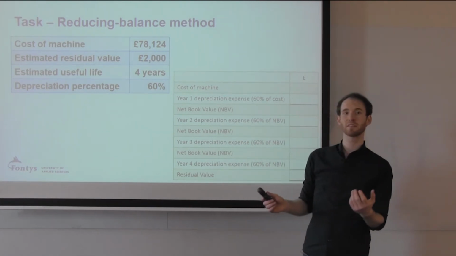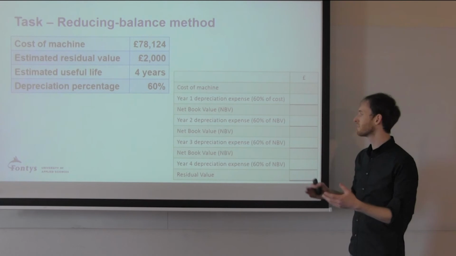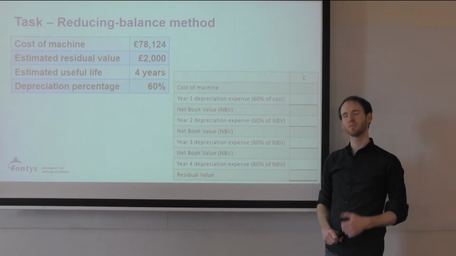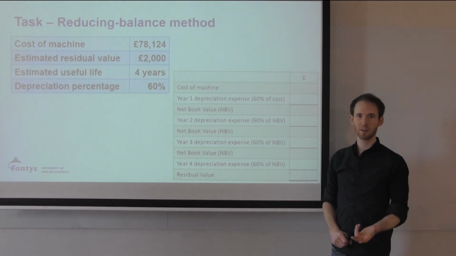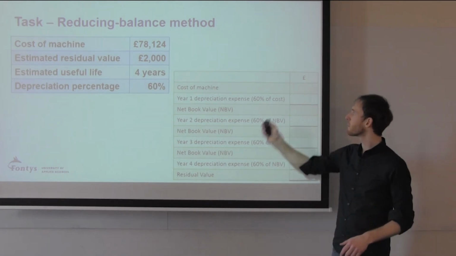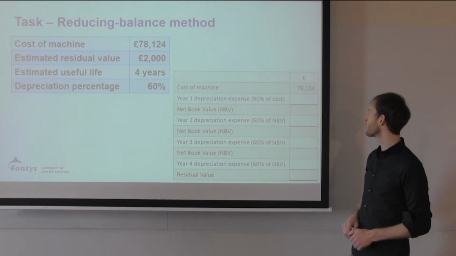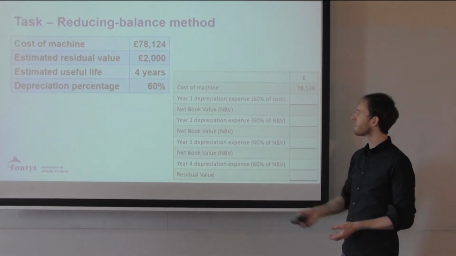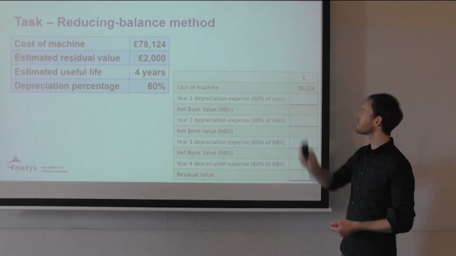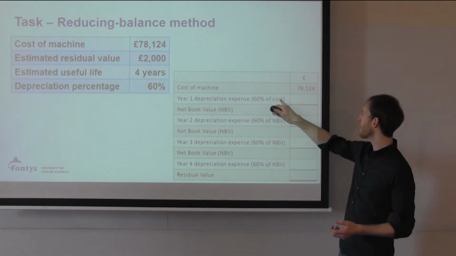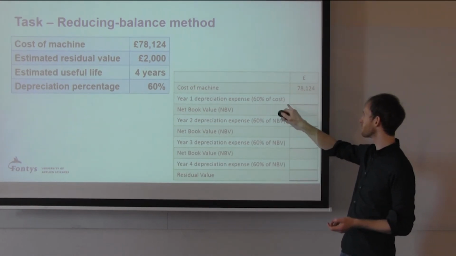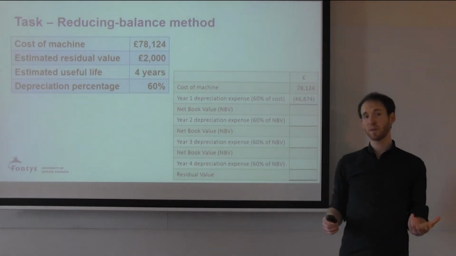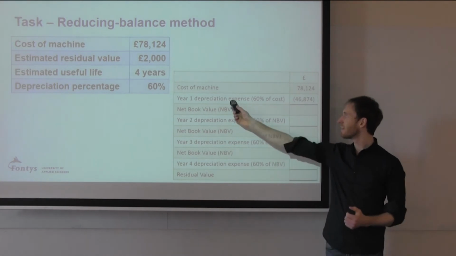And now we can actually make the same task as before, or let's say not the same, but we can calculate the yearly depreciation, because actually it's not the same depreciation every year. So we have to calculate what it is every year. We paid 78,124. And at the end we want to have 2,000 here, because that's the residual value. So 60% of the cost is the first amount of depreciation. So simply multiply this with 60%, giving us 46,874. So the net book value is the cost minus the depreciation.